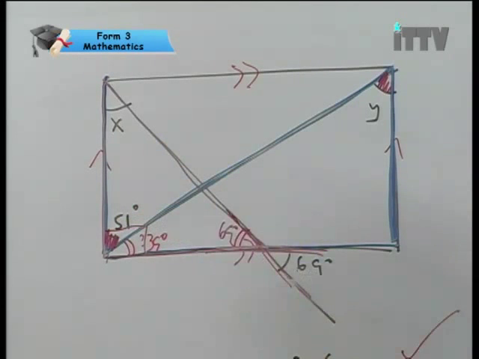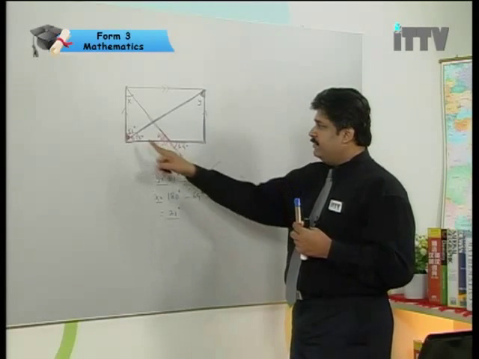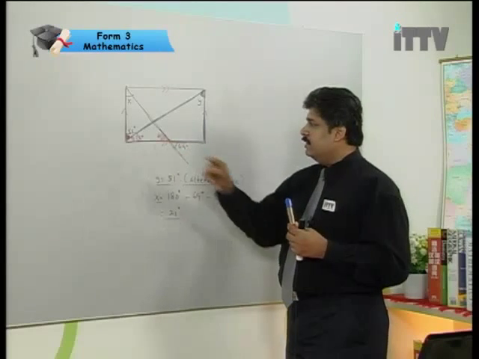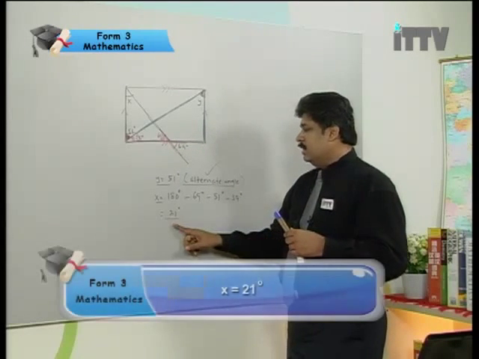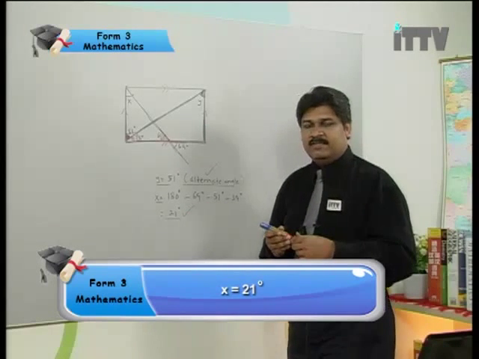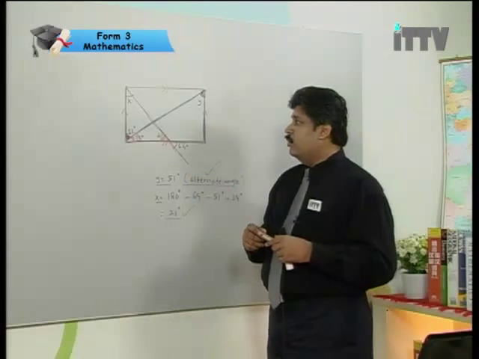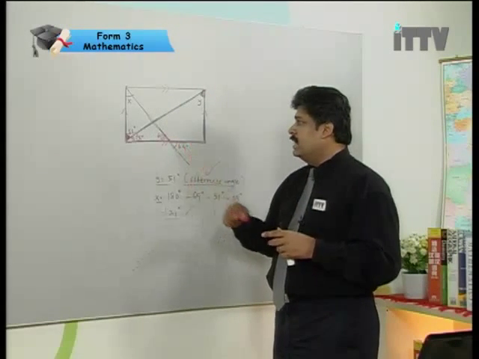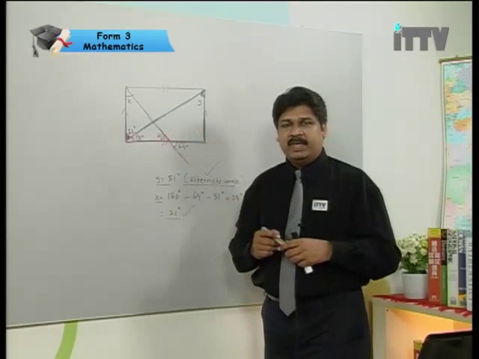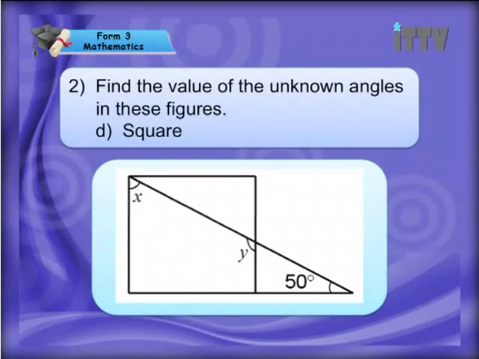So in order for me to find x, I take 180 degrees minus 69 from here, minus 51 from this side, and 39 from this side, and I get an answer of 21 degrees. That is how we find the value of x. In this diagram, we have issues of parallel lines and issues of triangles coming into play. Let's move on to the next question. Find the value of the unknown angles in these figures.